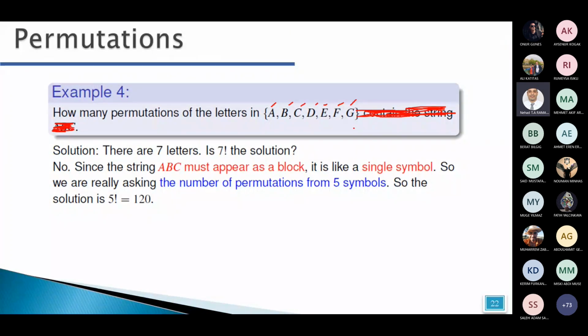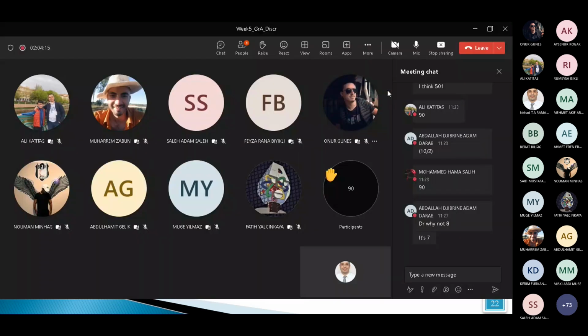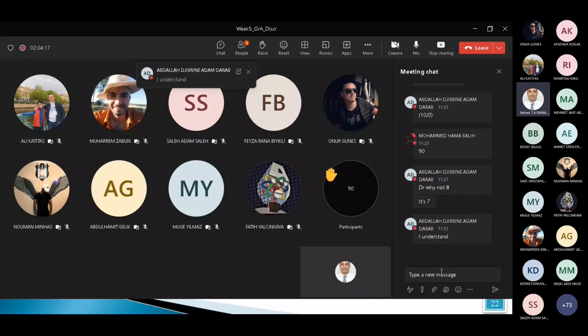Okay, return to this question. How many permutations of the letters in A, B, C, D, E, F, G? Do you know the answer?